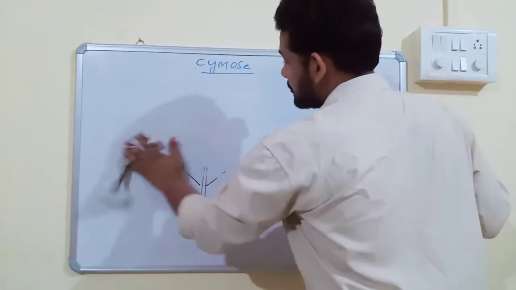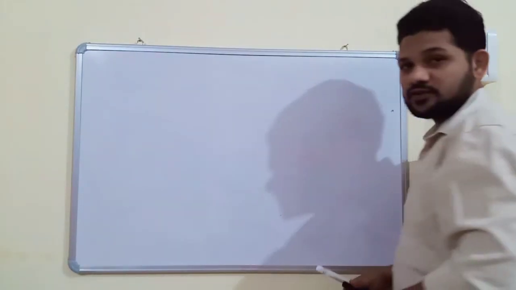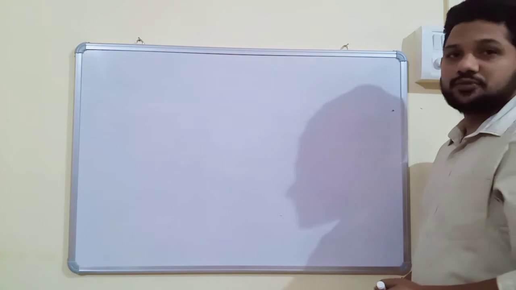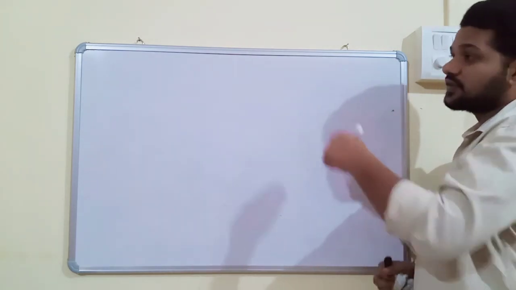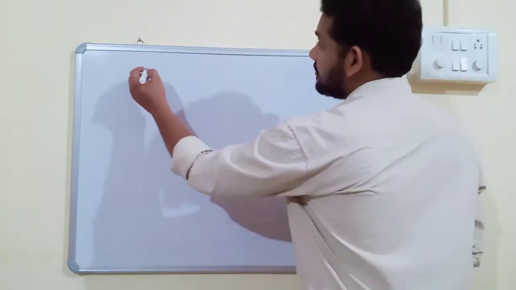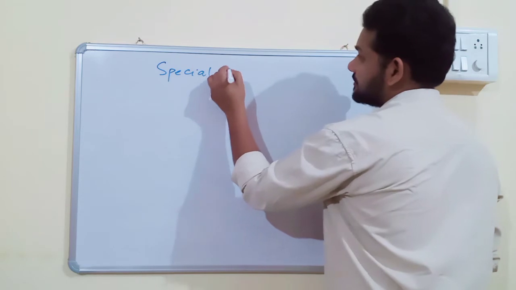Usually, as I told you in the previous video, inflorescence is of three types: racemose inflorescence, cymose inflorescence, and special inflorescence. The first two types, racemose and cymose, are completed. Now we'll discuss the third type of inflorescence, that is called special inflorescence.